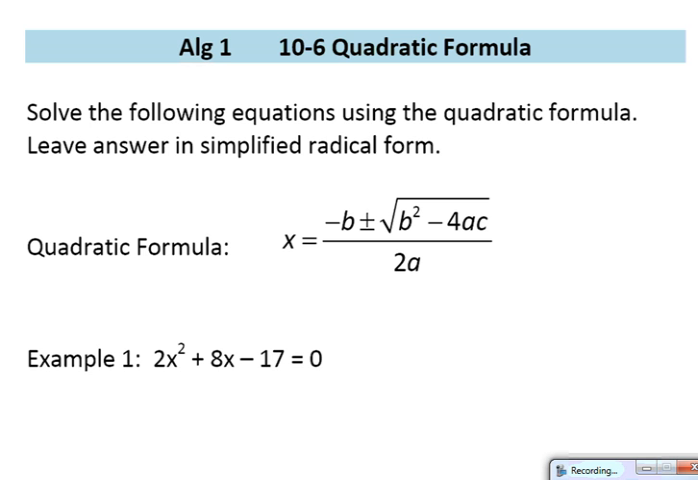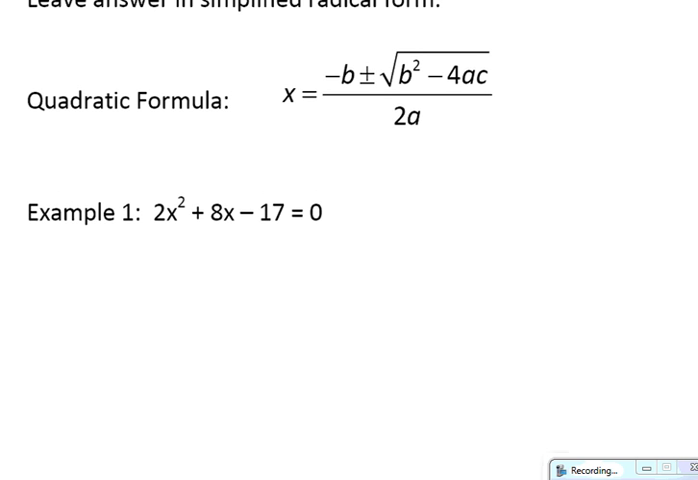All right, so let's move down to example 1. We've talked about it once before, and we know that we need to know a, b, and c. So for this problem, remember that the a is the coefficient of the x squared term, so a is going to be equal to 2. B is the coefficient of the x term, so that's 8. And c is the constant, which happens to be negative 17.